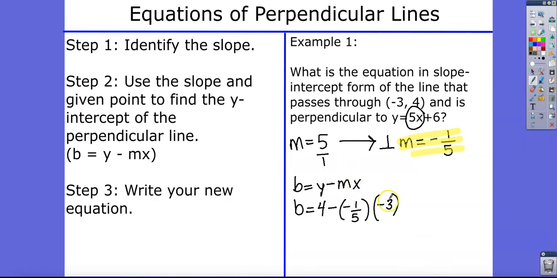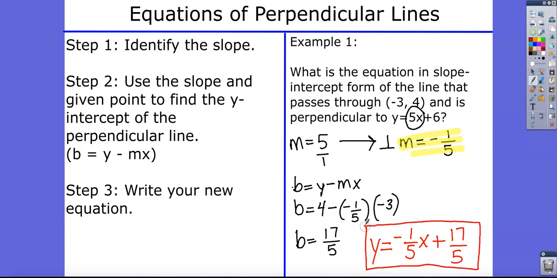So b equals 17/5. And then my final step is to write the final answer. So I'm going to write a brand new equation, and let me change the color of my pen, in slope-intercept form. So y equals the new slope, -1/5, x, and the new y-intercept, plus 17/5.